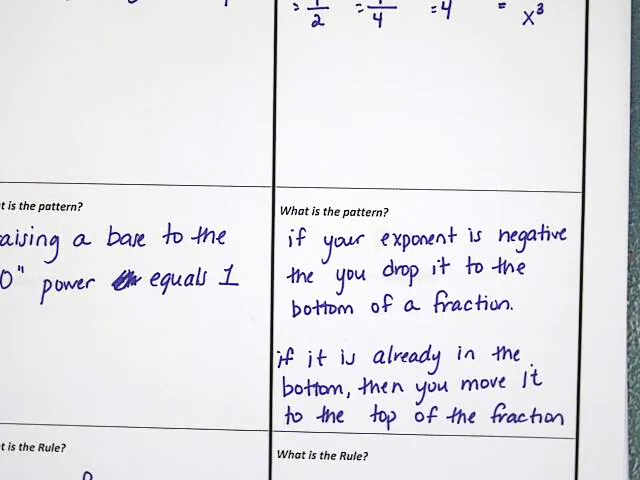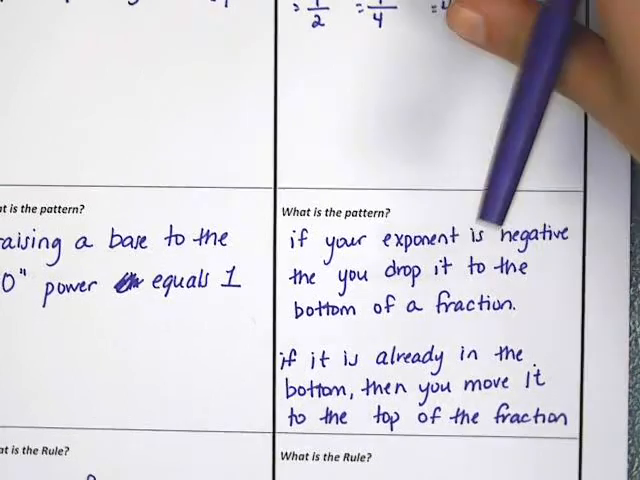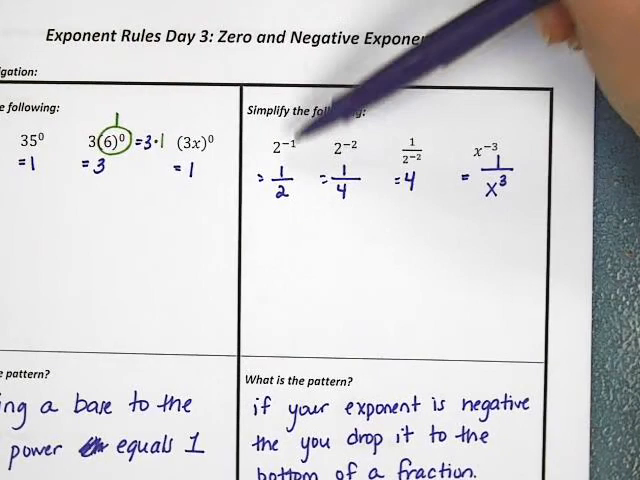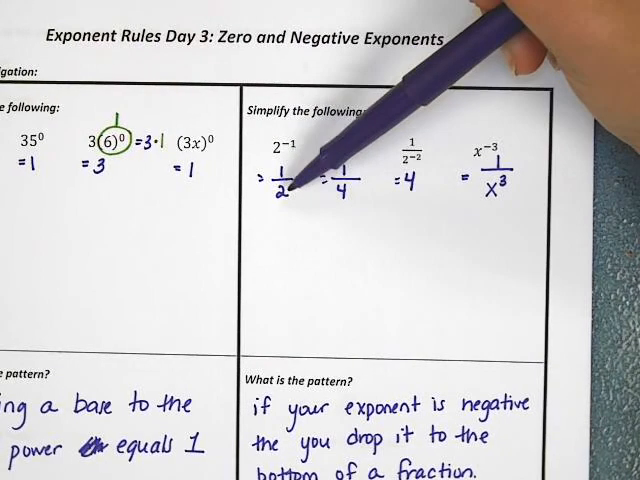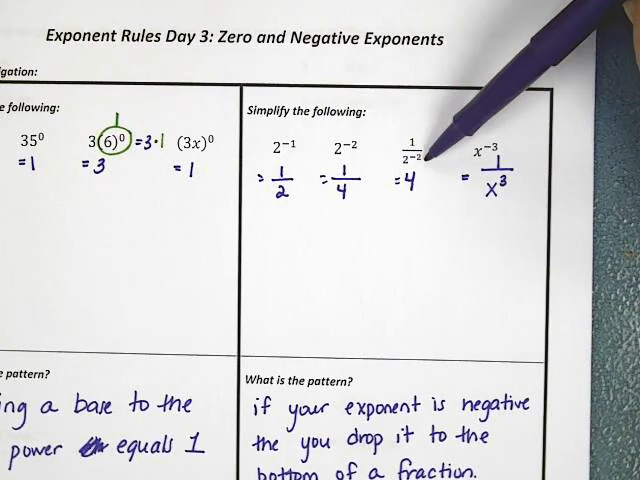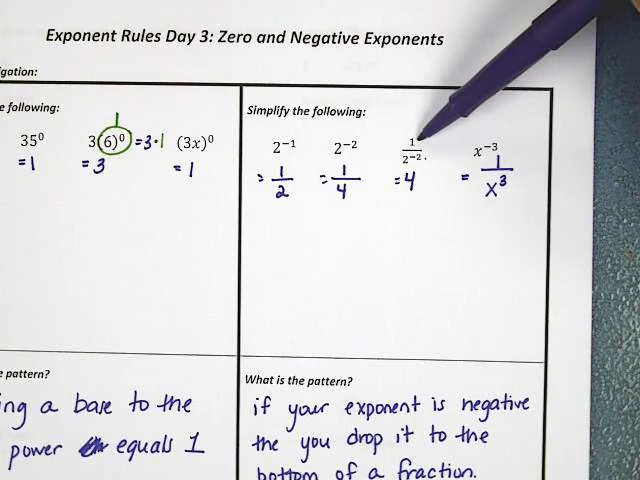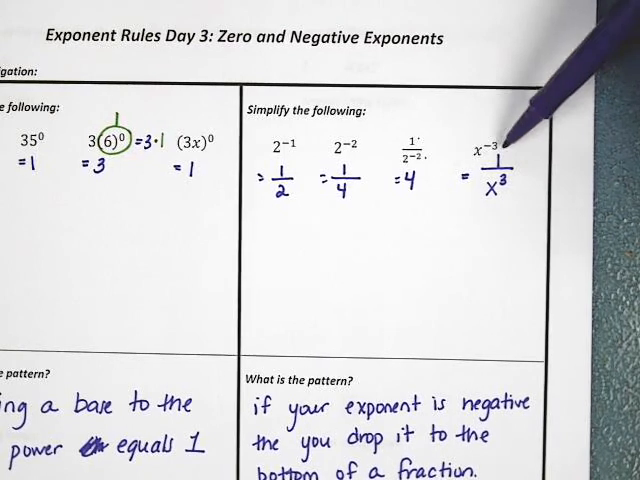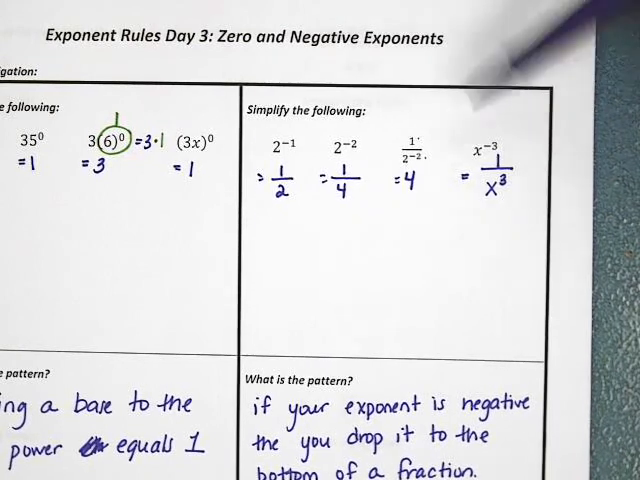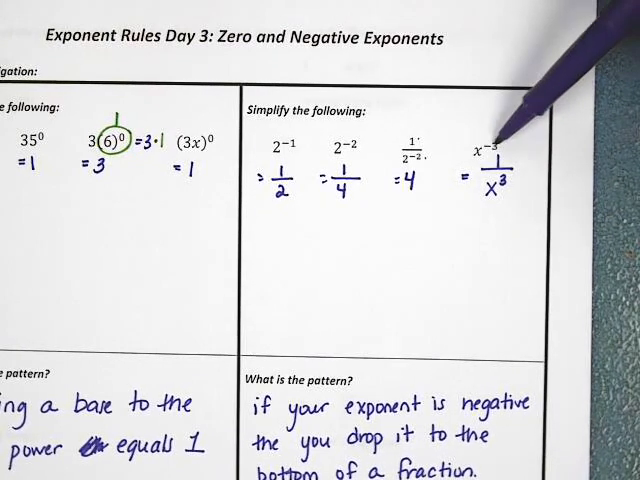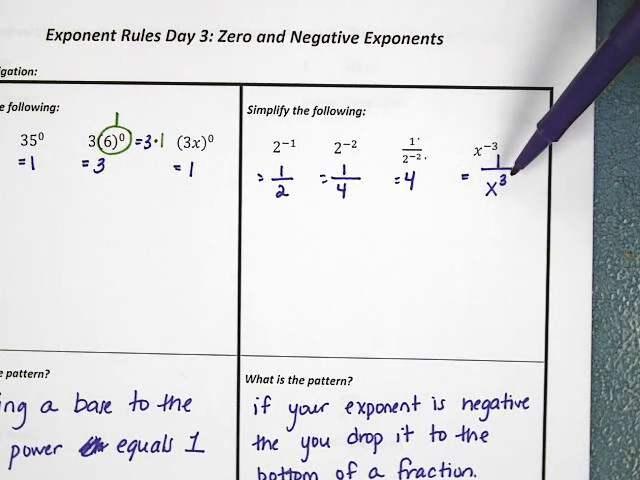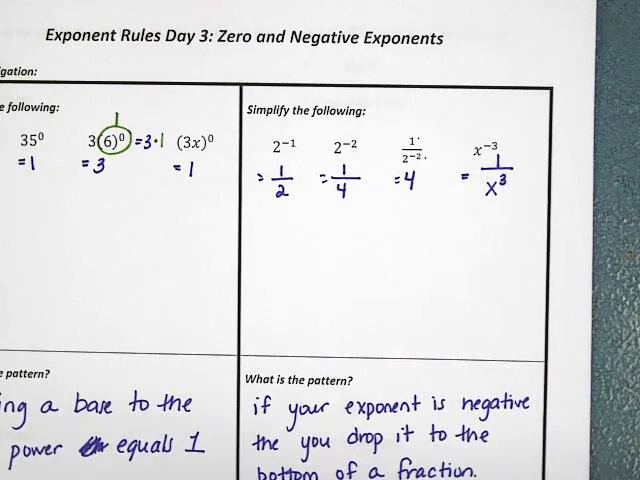So sometimes, because I like songs and I like for things to rhyme, what I say is that if your exponent's negative, you drop it like it's hot. If it's already on the bottom, then you bring it to the top. Now you'll notice that when we dropped it, it became a positive power. So when I dropped this x to the negative 3 to the bottom, it became a positive 3. By moving it, you make it positive.